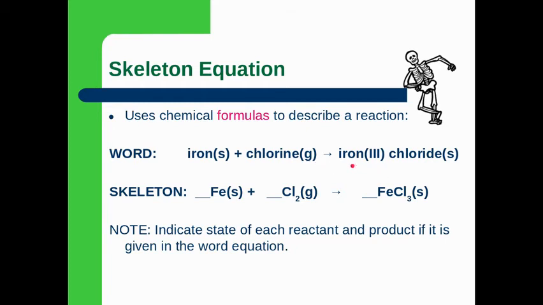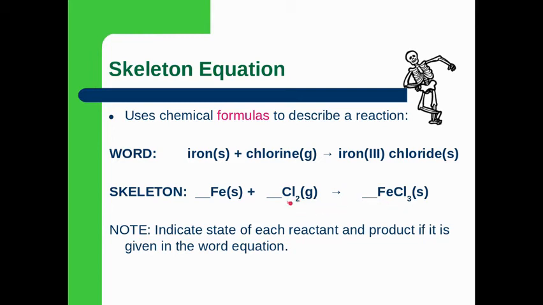Now notice that the product is iron 3 chloride. And so when we write the formula, we're going to use the information we have in the name. And this tells us that iron has a +3 charge. And if we look up chloride, which is chlorine in its ion version, its charge is -1. And so when we crisscross, we need 3 chlorides to balance 1 iron. And so the formula is FeCl3.